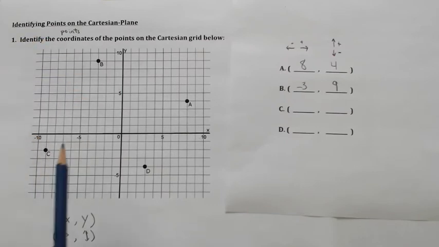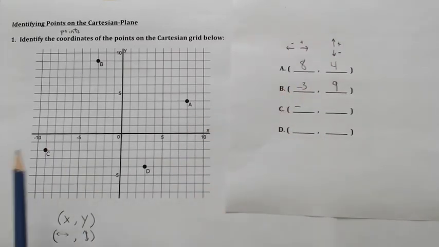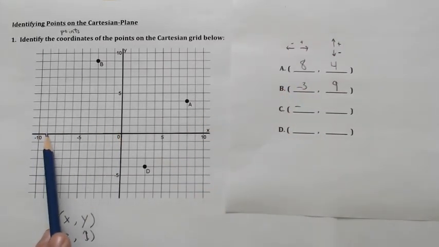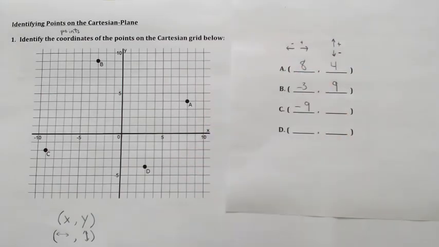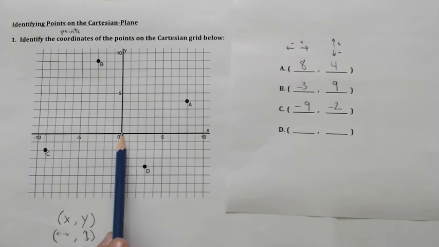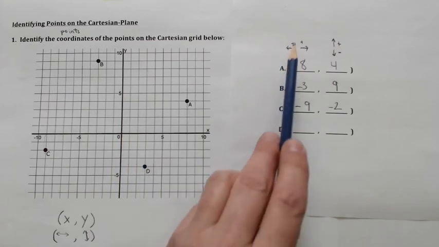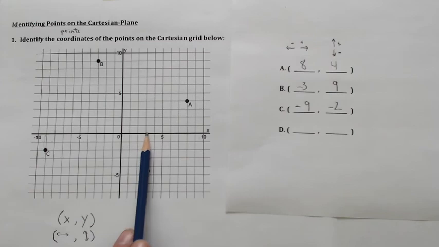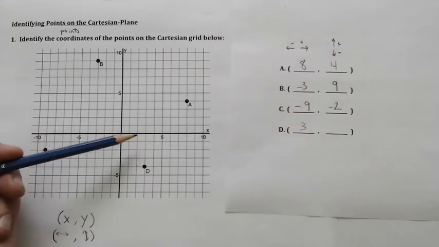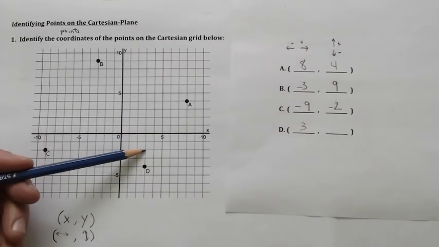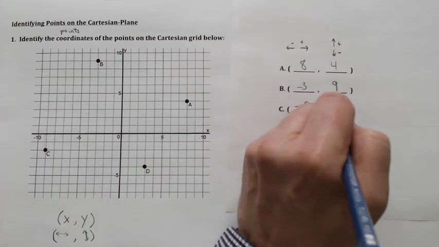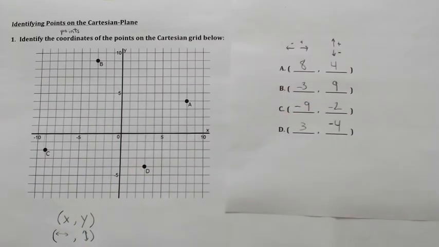So for the C now, same thing, starting at the origin, I've got to go left, so I'm going to have a negative here right away. I'm going left 9 spaces, backwards 9, and then down 2 spaces, negative 2. And now for point D, starting from the origin, I'm going right. We always do the x first, so right 3, so that's positive 3, and then down 1, 2, 3, 4, negative 4.